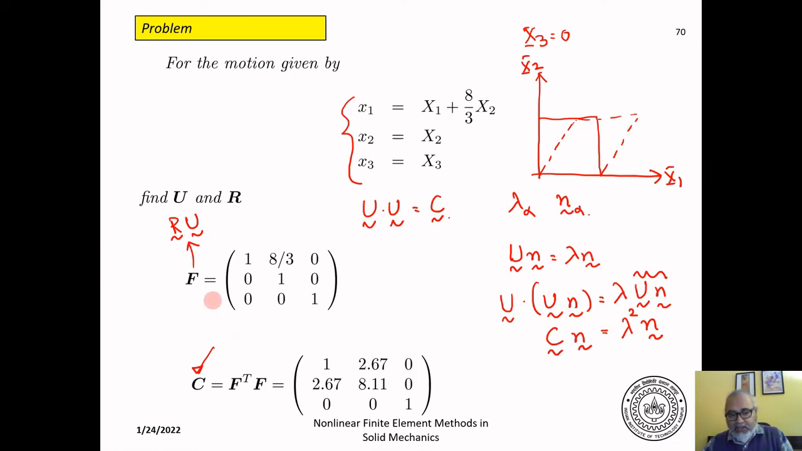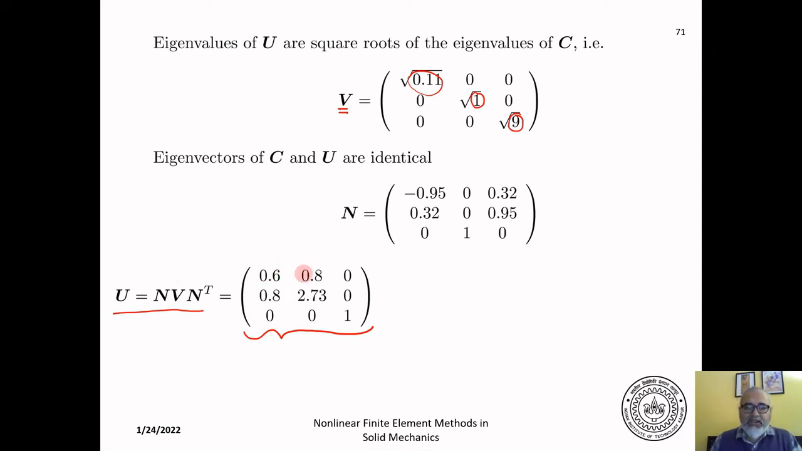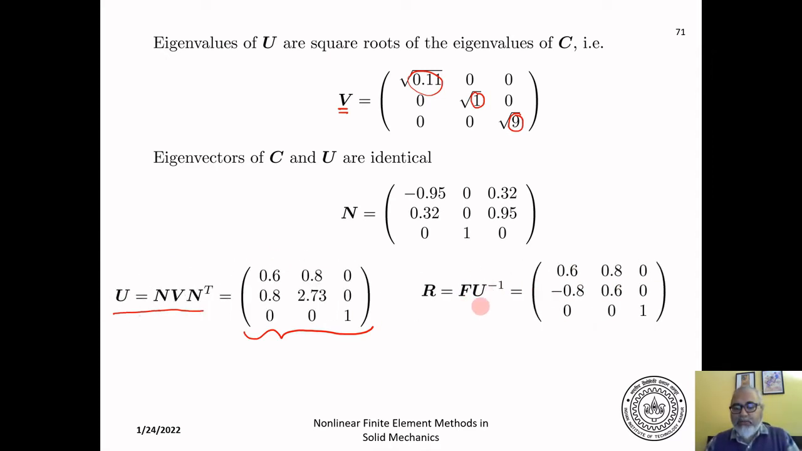So to get U, again I repeat, you first get C from F, find the eigenvectors and eigenvalues of C. The eigenvectors of C and U are identical from this result. The eigenvalues of U are square roots of the eigenvalues of C. That's what we have used to find the eigenvalue matrix, and the eigenvector matrix is identical for the two. And then we did this transformation to get U back in the x1, x2 coordinate system. Once we have got this back, then R is easily obtained by doing F U inverse. So R turns out to be this.